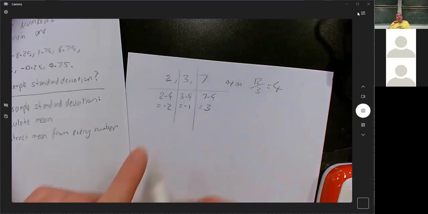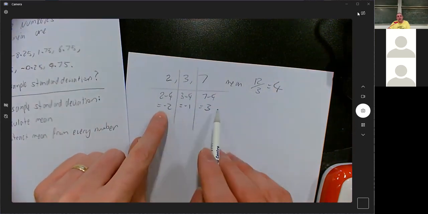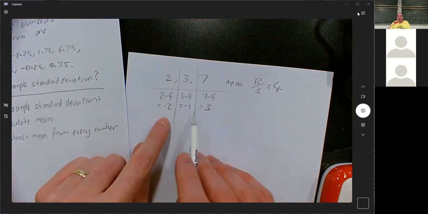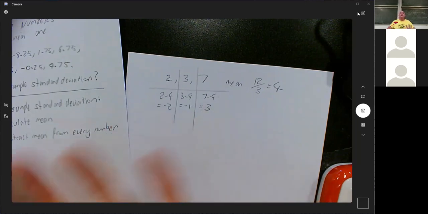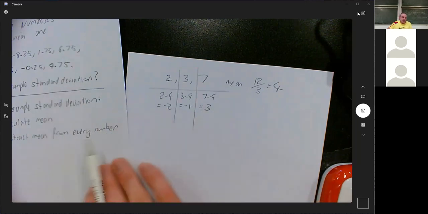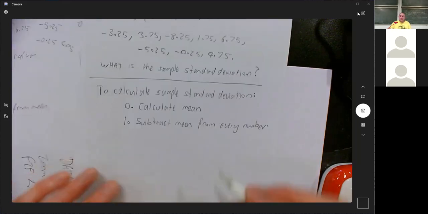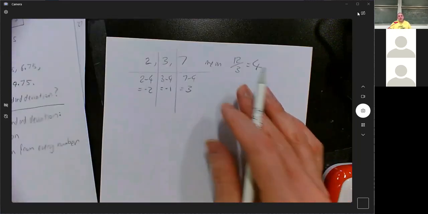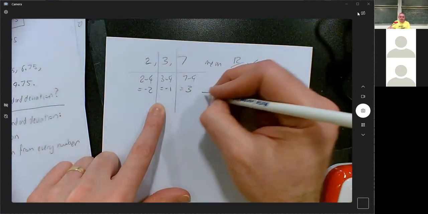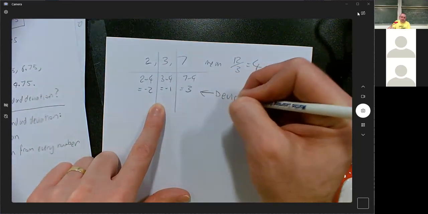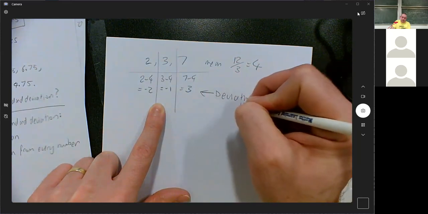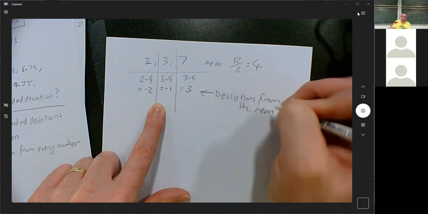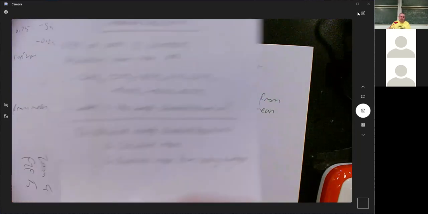At this stage, all of these numbers that you get should add up to 0. Minus 2 minus 1 is minus 3, then plus 3 is 0. It should all add up to 0 at this point. And these things that I've calculated are called the deviations from the mean.